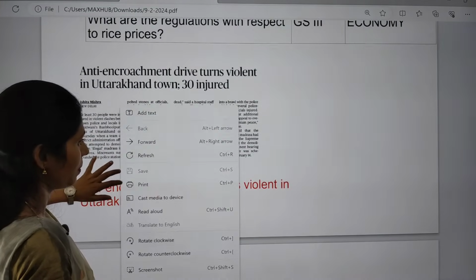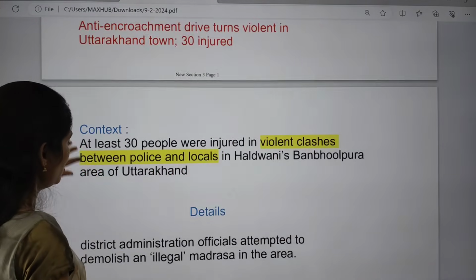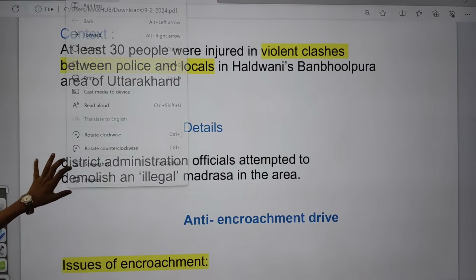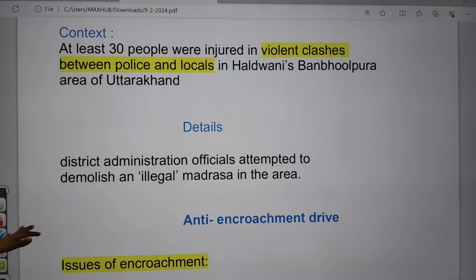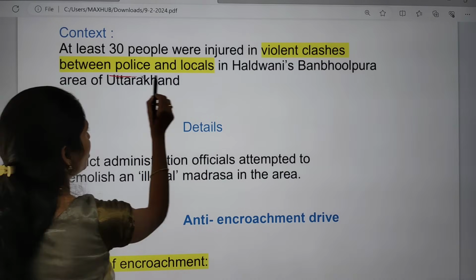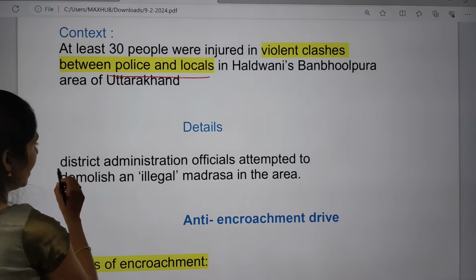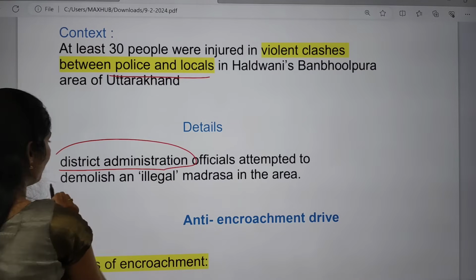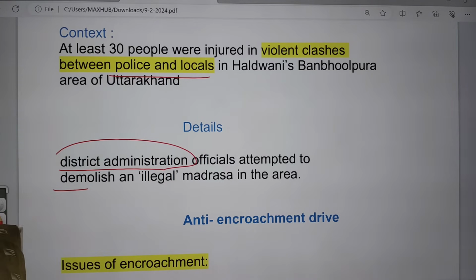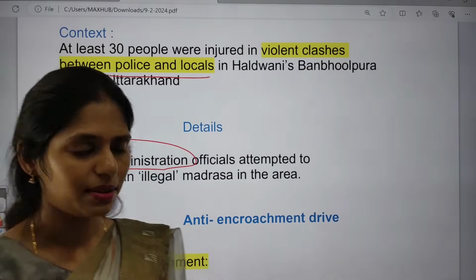So this is the first topic of notes. Here the context says that at least 30 people were injured in violent clashes between police and locals in Uttarakhand state. District administration officials attempted to demolish an illegal madrasa in this area, and because of that violence erupted.